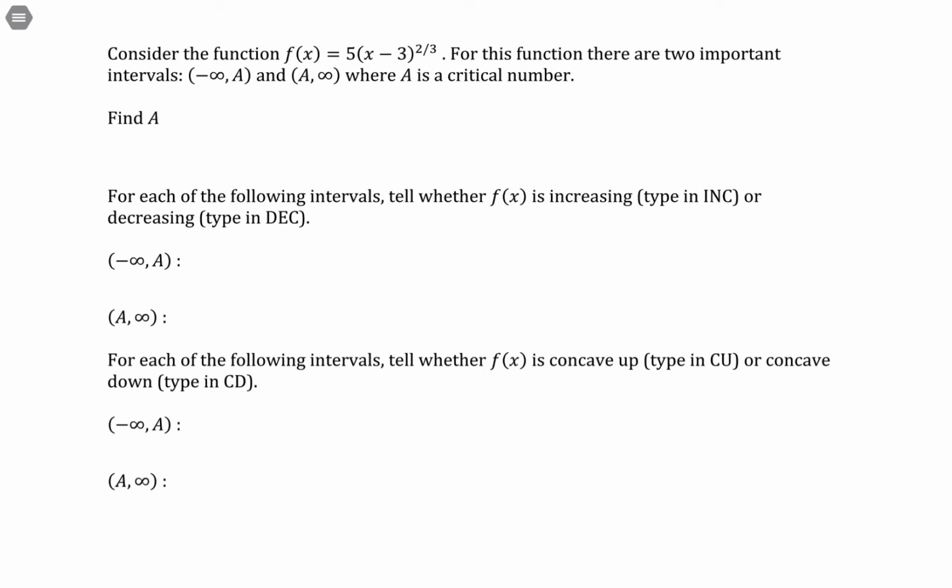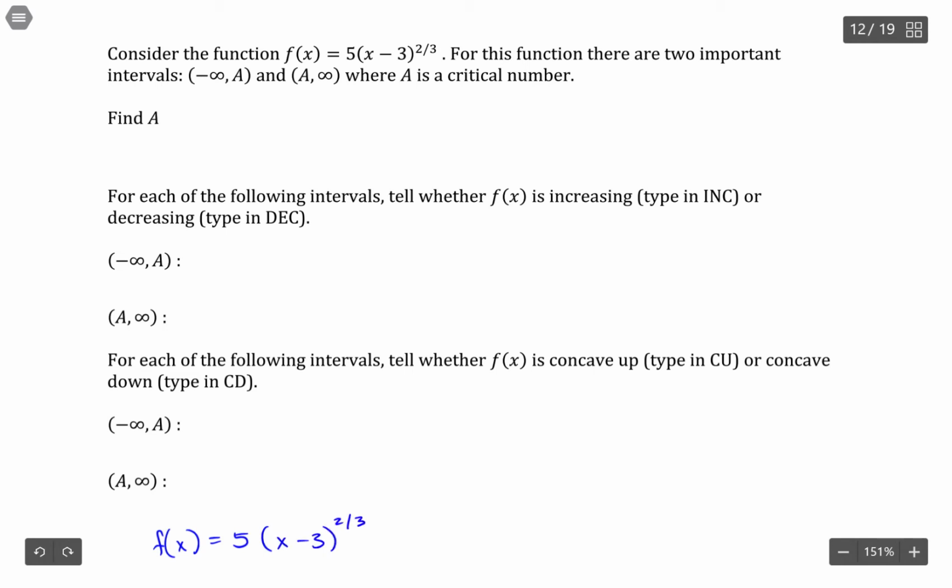Consider the function f of x equals 5 times the quantity x minus 3 to the 2/3 power. For this function, there are two important intervals, negative infinity to some cutoff value a, and a to infinity, where a is a critical number. So let's find a, the critical value. I'm going to copy this down and do some work a bit down below so I have some space. So 5 times x minus 3 to the 2/3.